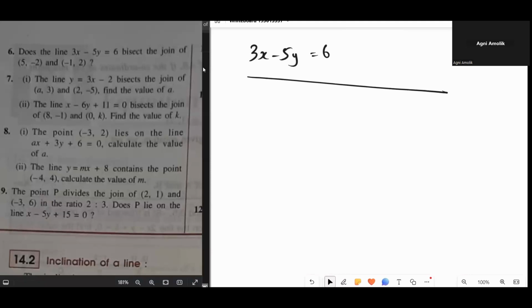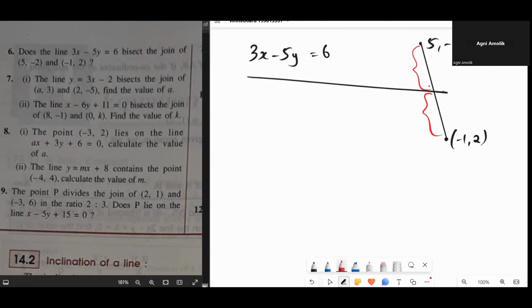The other line is made by joining the points (5, minus 2) and, say, here the point is (minus 1, 2). So if I join these, they're asking, does this line cut the other line into 2 equal halves? This is 1 half, this is 1 half. So you see it's cutting into 2 equal halves. This is the question. You understand the question?